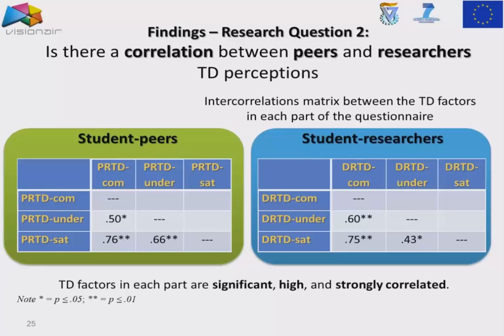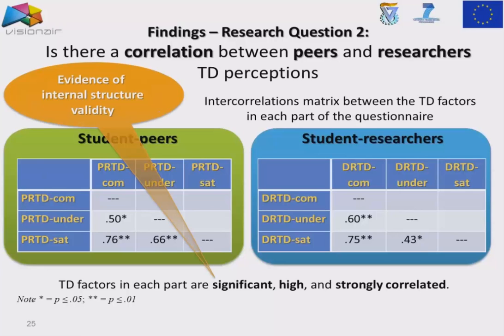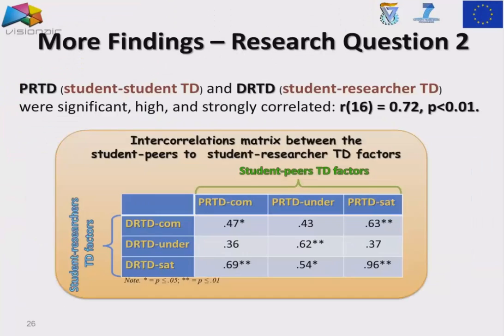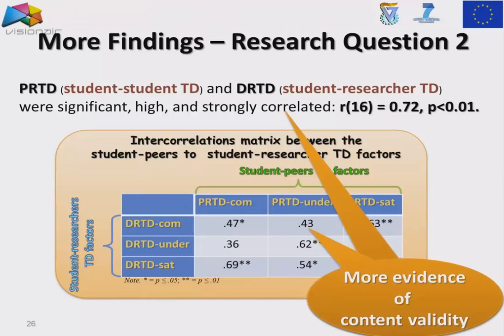You can see that the correlation between the factors to themselves for student peers are really significant, and the correlation between the factors between the distant transactional distance. We have another evidence of internal structure validity. And while we look for correlation between those two types of transactional distance, we did find significant correlation between them both, which indicate more evidence of content validity, because we did expect that there will be correlation between these both.